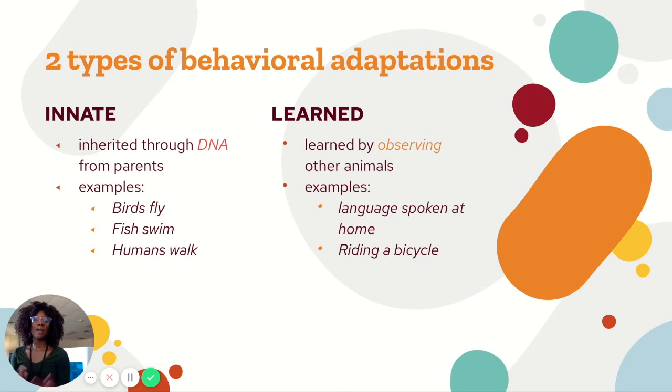Right? Another learned behavior could be like riding a bicycle. You didn't come out of the womb knowing, oh, I'm going to ride a bicycle, right? Because that's not an innate behavior. It's not in your DNA. But you can learn that by observing another organism riding a bicycle. And then you're like, oh, I can do that as well.